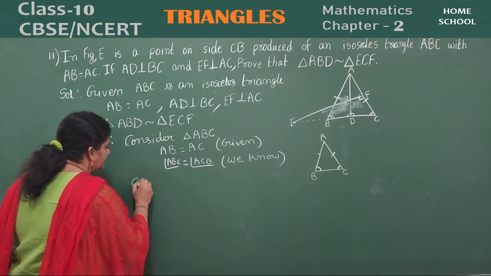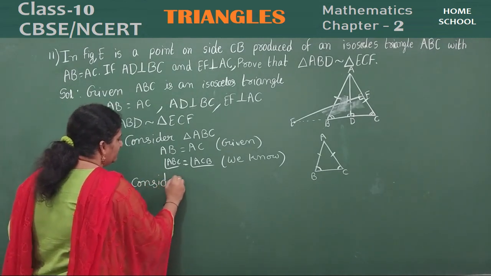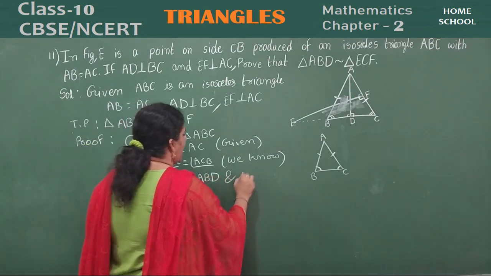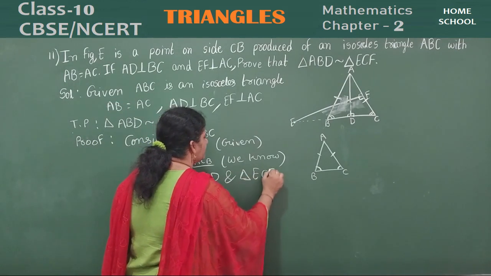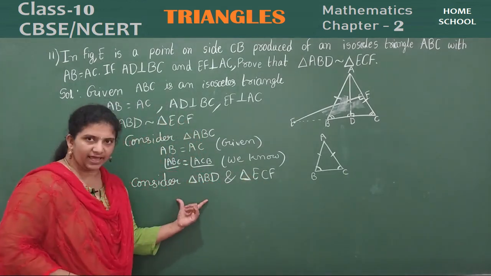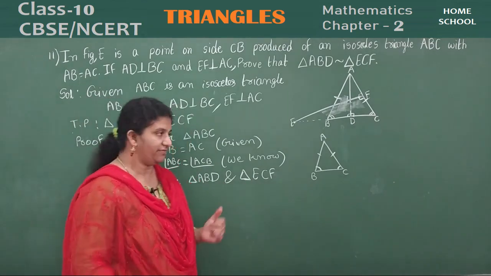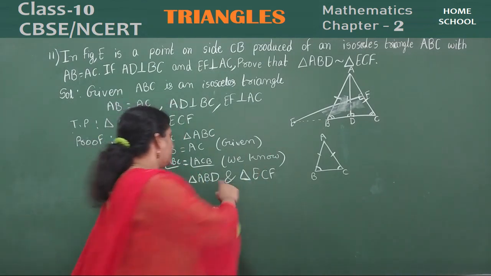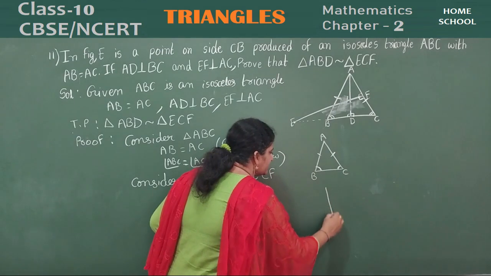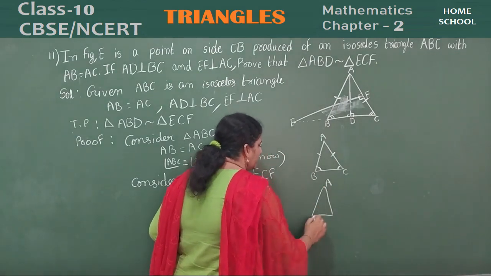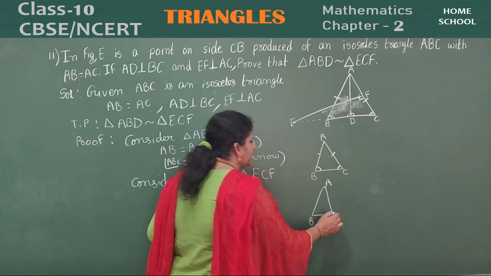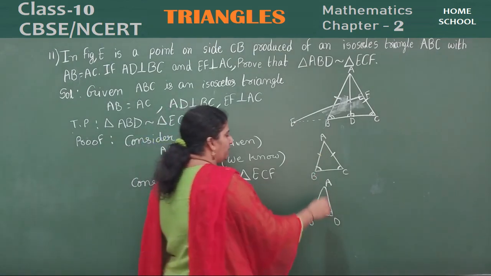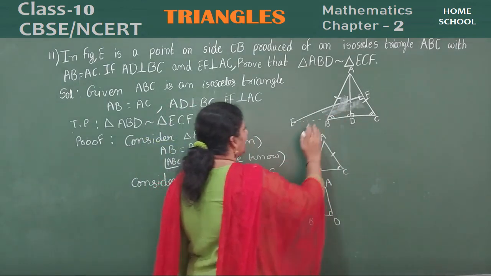So now next step. Consider the triangles we need to prove, ABD and ECF. Consider the triangle ABD and triangle ECF. So now what I do here, children, I try to remove the two triangles aside. Now ABD, let's take as it is. Look here, I just remove the triangle in order to compare, and it will be easy. ABD, where D is a right angle and angle B. Okay, let's see later, another triangle ECF.